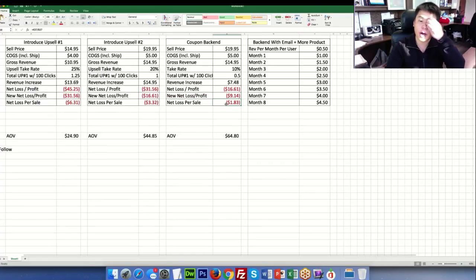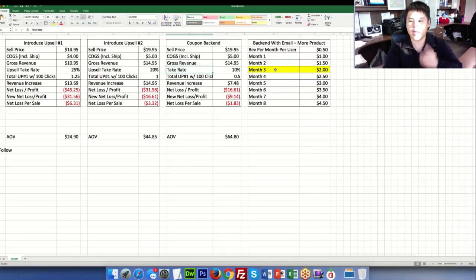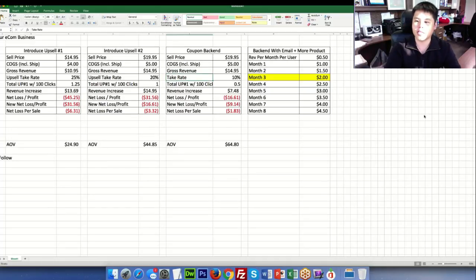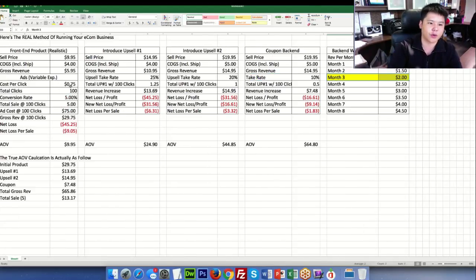Okay, so now right now, if you see that your net loss is going to be $1.83. Well, the truth is that you are going to break even on month number 3, right? On month number 3, if you've been mailing, you will basically break even even when you have very, very bad results with your cost per click and your conversion rate.